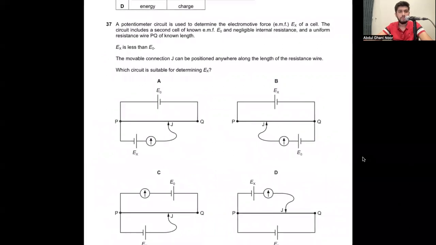Question number 37 says a potentiometer circuit is used to determine the EMF EX of a cell. The circuit includes a cell of known EMF E0 and negligible internal resistance and a uniform resistance wire PQ of known length. EX is less than E0. You need to determine the EMF of cell EX. The movable connection J can be positioned anywhere along the length of the wire. Which circuit is suitable for determining EX?